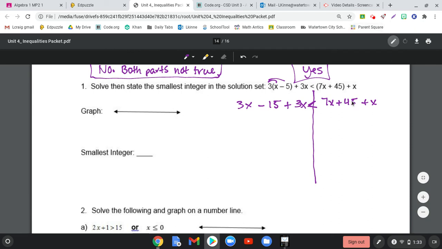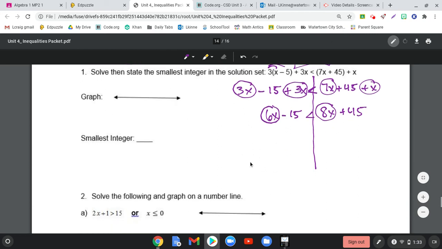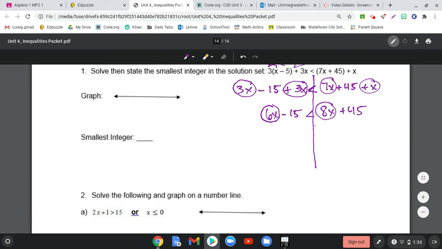All right, simplify each side down. I'm going to look for my x's first. 3x plus 3x is 6x minus 15 is less than 7x plus x would be 8x plus 45. Now, once again, you want to combine your x's. If you want to move the 6x to the other side, since it's smaller, fine. But I prefer, when I'm dealing with inequalities, to move it to the left. I think it just makes it easier at the end. So I'm going to subtract the 8x because it's positive. I'm left with negative 2x minus 15 is less than 45.